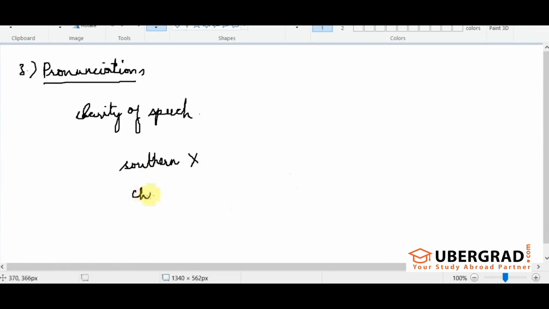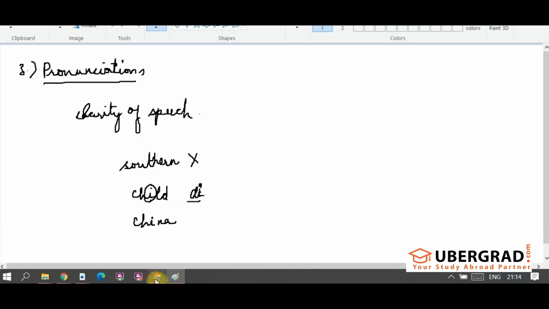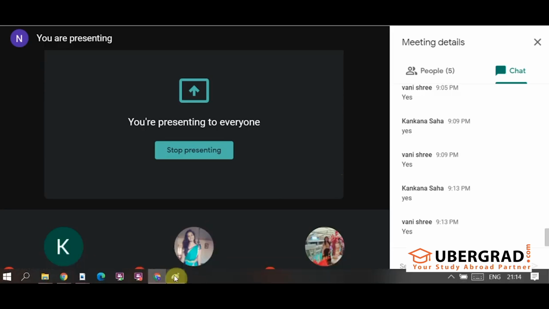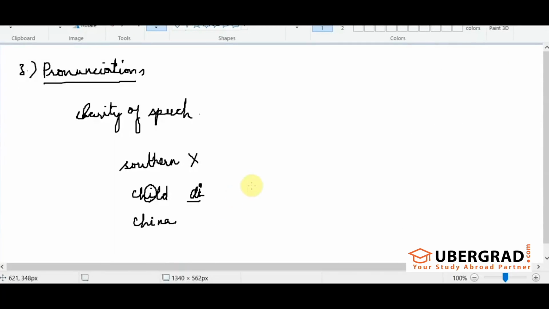Or this word they pronounce as child, as far as I have seen. Child, China, many people pronounce it like this. So this they are pronouncing it as A, whereas this sound is I. In the phonetics, this sound is known as I. Okay, so this has to be called as child, and the word has to be China. The next one is China. So that has to be not A, that has to be I.